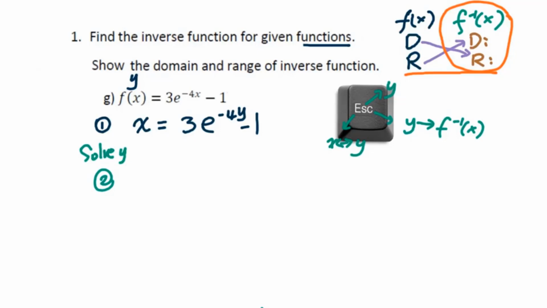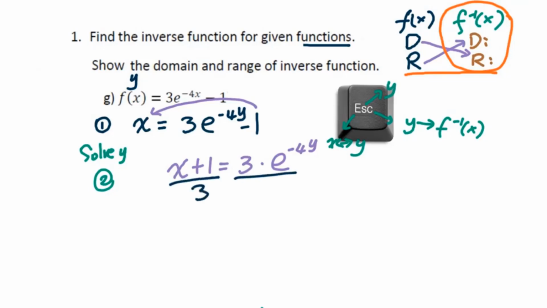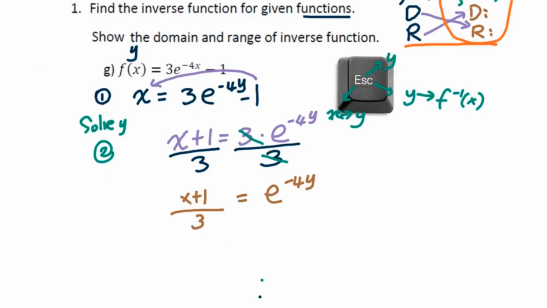You solve an exponential equation now. Isolate the exponential on one side. Therefore, I add 1 to both sides: x plus 1 equals 3 times e to the negative 4y. Then you divide both sides by 3, and you will get e to the negative 4y equals (x plus 1) over 3. Then we take the natural log of both sides.